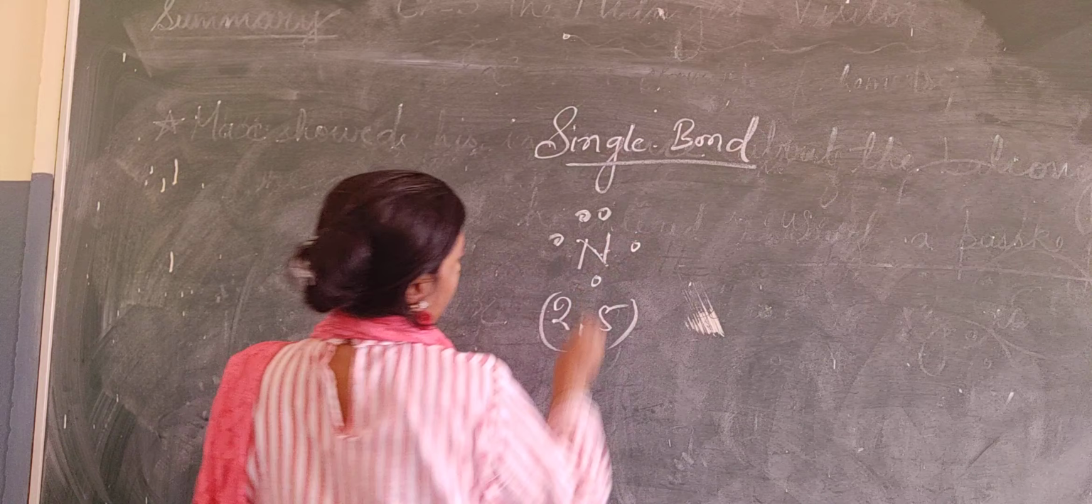Okay, this is the configuration of N. Okay, now it is bonded with 3 hydrogen. Okay, so let's draw. N के पास कितने इलेक्ट्रॉन्स हैं? 5.